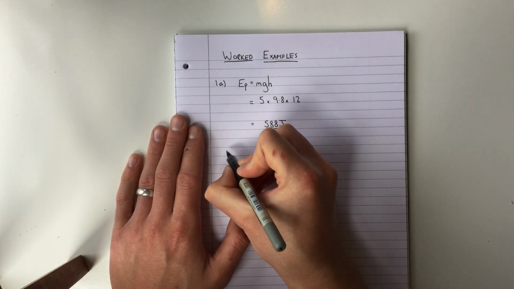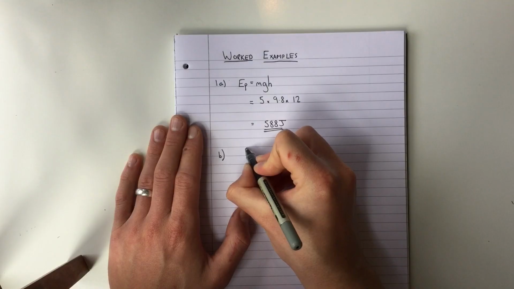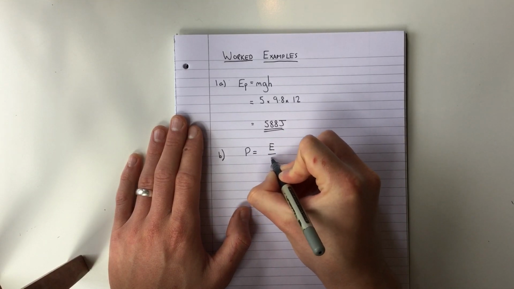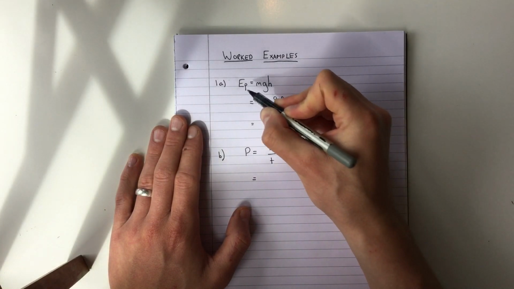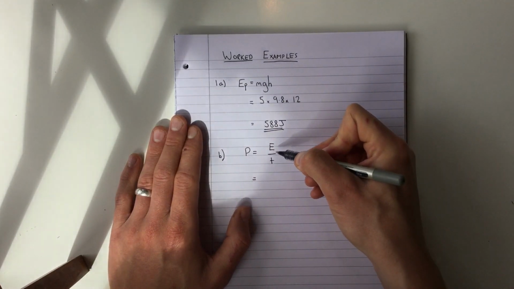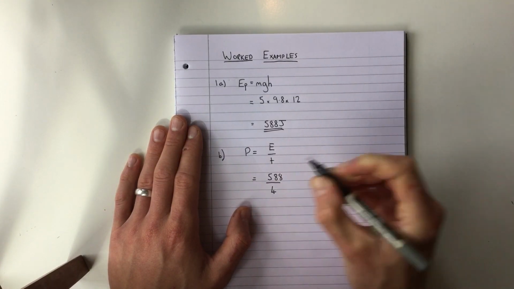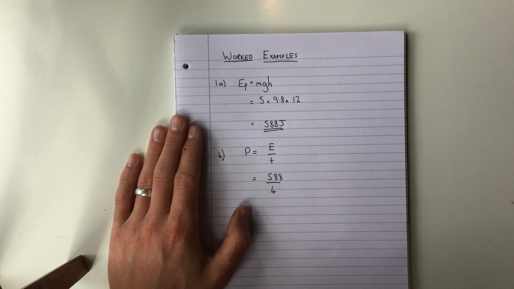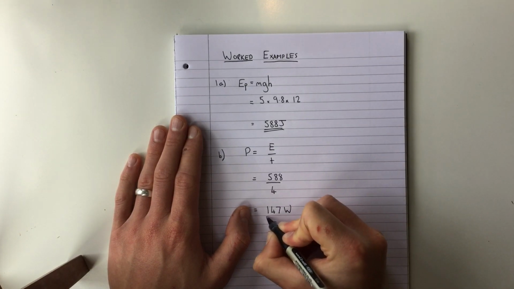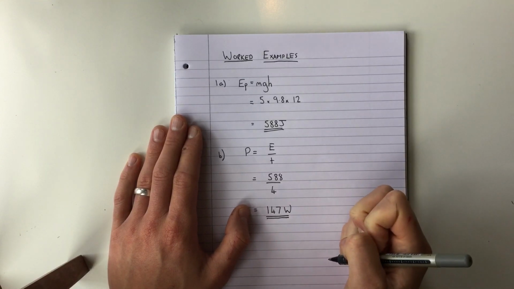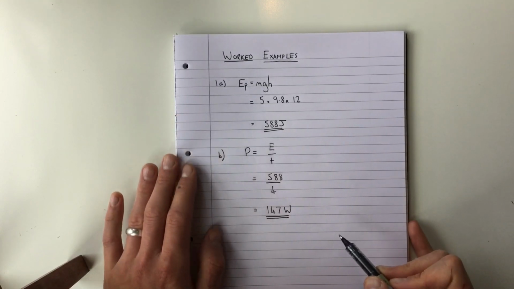Now, for B, it asks, calculate the power used to lift the box. So now we know the equation, P equals E divided by T. So E is just the energy we found out. Okay, so we know that it's not got a P here, but we know that we just found out an energy, and we need an energy, so it's just going to be the same as before. So 588 divided by 4 seconds, which is from the question. So once we do that, we get a power of 147 watts. Just putting the numbers in, using it from our energy before, and we get 147 watts.